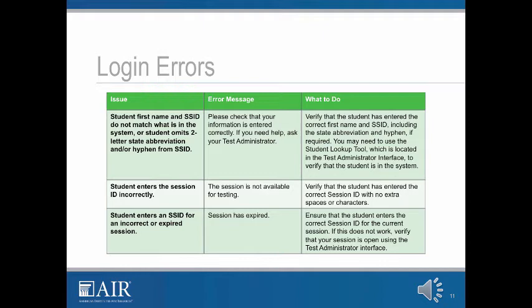The most common errors occur when the student's first name and SSID do not match what is in the system, and when SSIDs are entered incorrectly. If the student receives an error message indicating that he or she has entered incorrect information in the first name or SSID fields, the test administrator should use the Student Lookup tool in the test administrator interface to verify the student's information. Another common error occurs when the student enters an incorrect session ID.